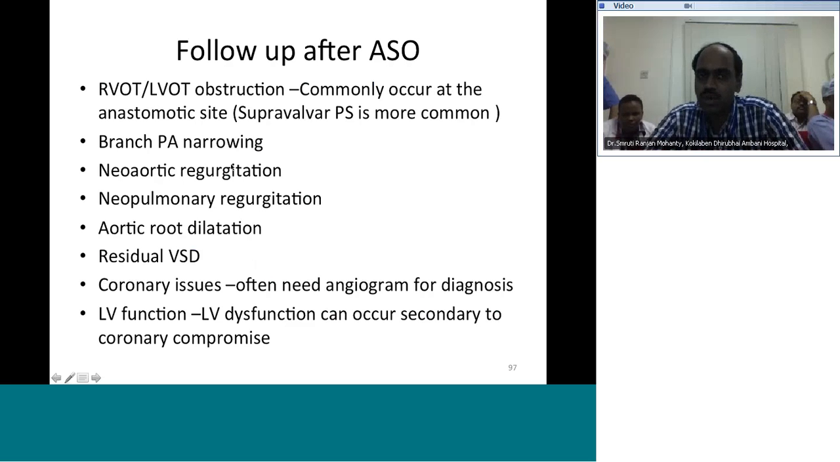Aortic regurgitation is notorious. Aortic root dilatation. Residual ventricular septal defects. Coronary issues. Some of these coronaries may get occluded. LV function: LV dysfunction is often due to coronary compromise.